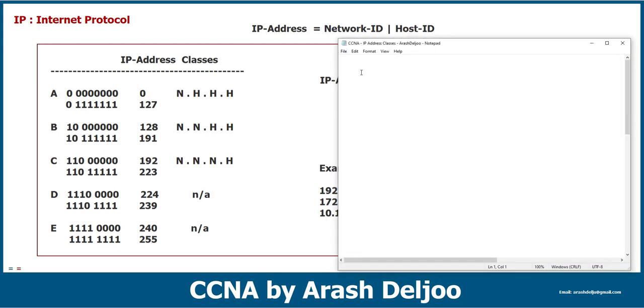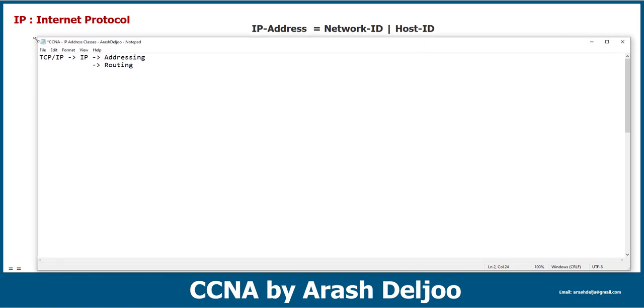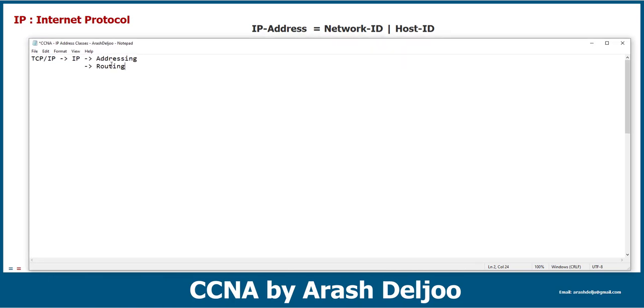You know that in TCP/IP networks, we are using the IP protocol for two reasons. The first reason is addressing. We learned about addressing in the previous video, and we also use the IP for another function. The name of this function is routing. I will talk about routing in this video, and we will also learn about routing in future videos. But for now, about the addressing function of the IP protocol, we learn about the IP address, okay?